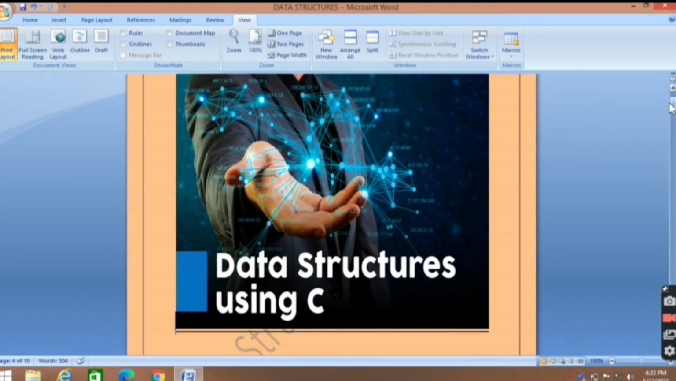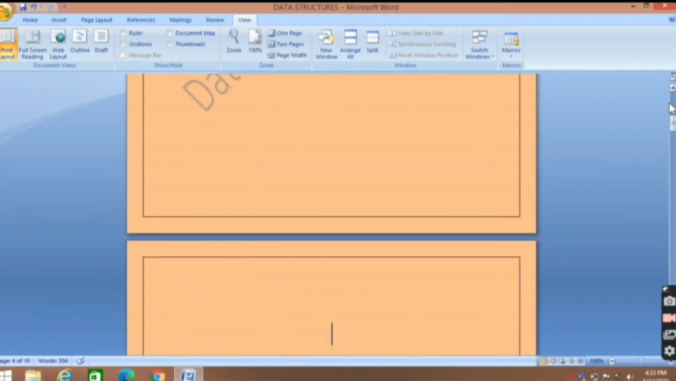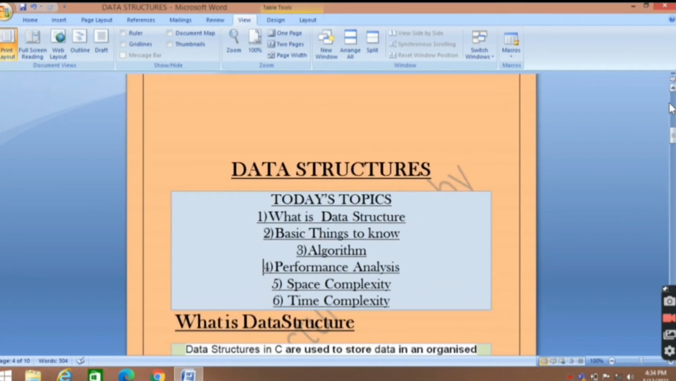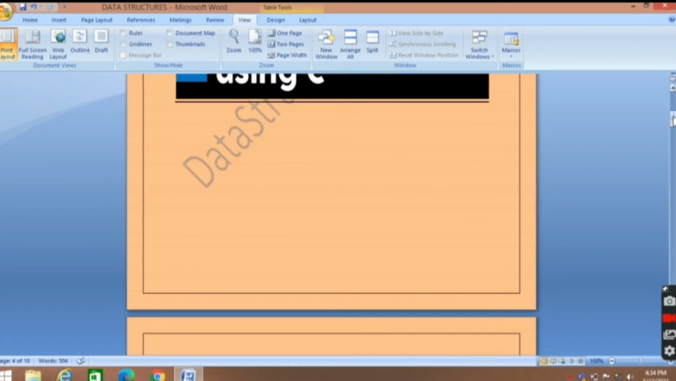Okay, let's go to today's topic. Here are today's topics. First one is what is data structures. Second thing is basic things to know before going to data structures. And the third thing is algorithm, performance analysis, space complexity, time complexity. These are the things we are going to learn in this session.